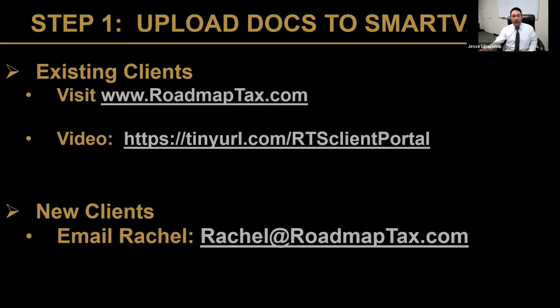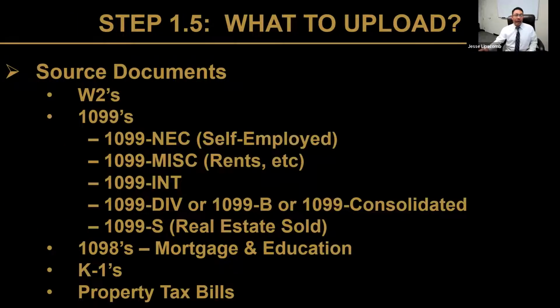securely online. So once you, oh, by the way, step 1.5, what do you upload? Well, all your source docs. So your W-2s, your 1099s. The IRS changed the 1099 miscellaneous a couple years ago. It's now NEC if you're self-employed for non-employee compensation. 1099 miscellaneous if you've got rents.